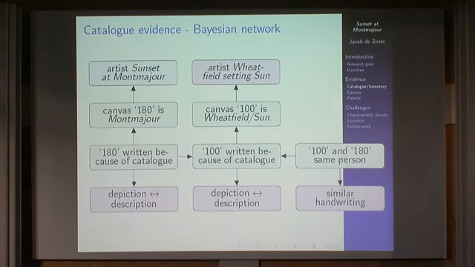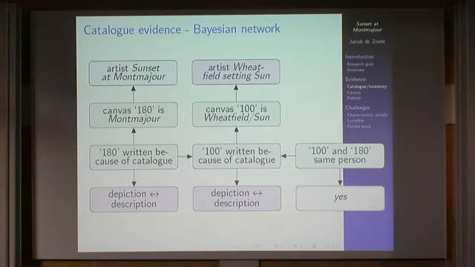So I was working on this, and I thought this particular piece of evidence was the most suitable combination of the evidence and how things combine with each other. So you have who's the artist of the painting, and there are these numbers written because of the catalog. There is evidence of the depiction similarity with the description, what you see with what you read in the inventory. There's similar handwriting, and then the argument is something like this.